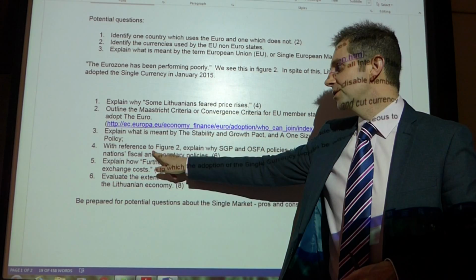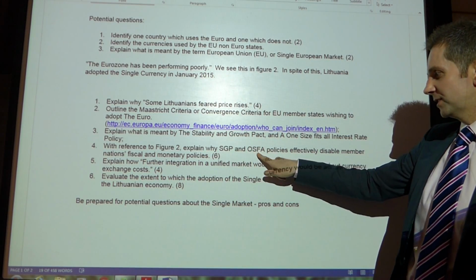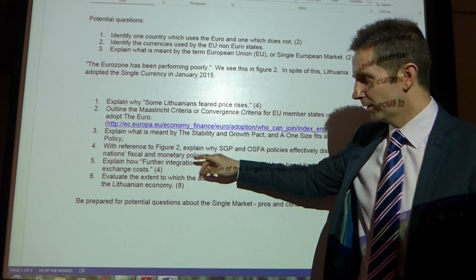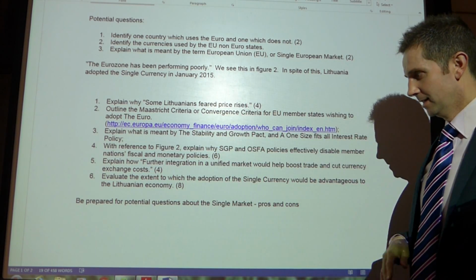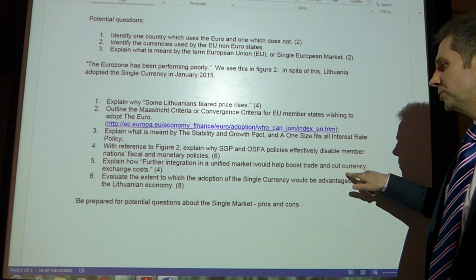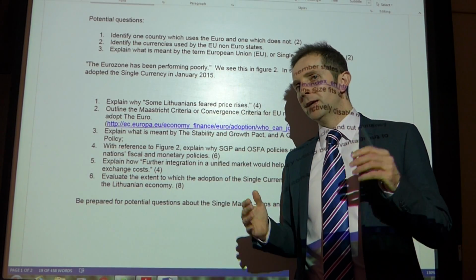Okay, with reference to figure 2, explain why the Stability and Growth Pact and the one-size-fits-all policies effectively disable member nations' fiscal and monetary policies. That's what I've just talked about. Explain how further integration would help boost trade and cut currency exchange costs. So we've just mentioned that.